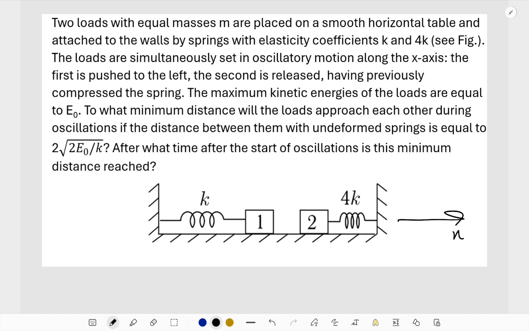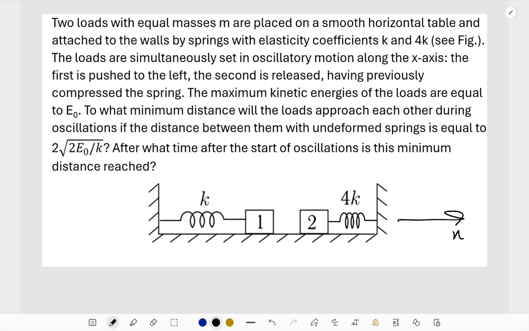How much it was compressed is not given. But this initial compression must be the amplitude of its motion, block 2. The next statement is that the maximum kinetic energies of the loads are equal to E naught. So I can find how much distance it was compressed, because of the maximum kinetic energy.